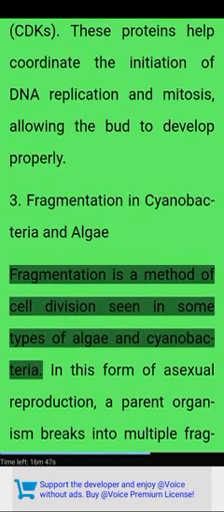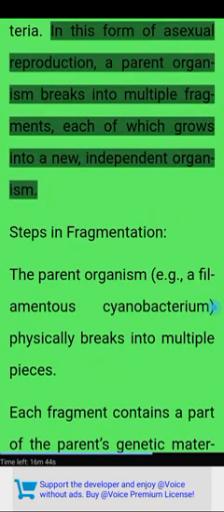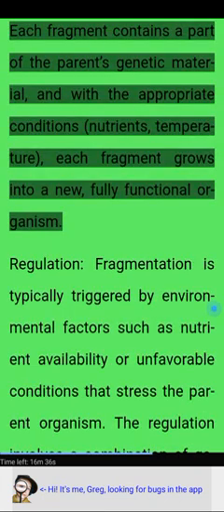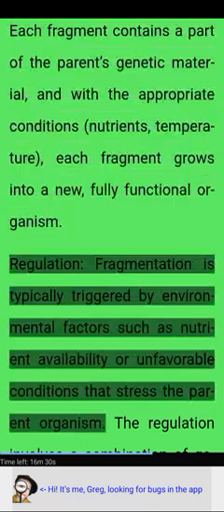Fragmentation is a method of cell division seen in some types of algae and cyanobacteria. In this form of asexual reproduction, a parent organism breaks into multiple fragments, each of which grows into a new, independent organism. Steps in fragmentation. The parent organism, e.g., a filamentous cyanobacterium, physically breaks into multiple pieces. Each fragment contains a part of the parent's genetic material, and with the appropriate conditions, nutrients, temperature, each fragment grows into a new, fully functional organism.